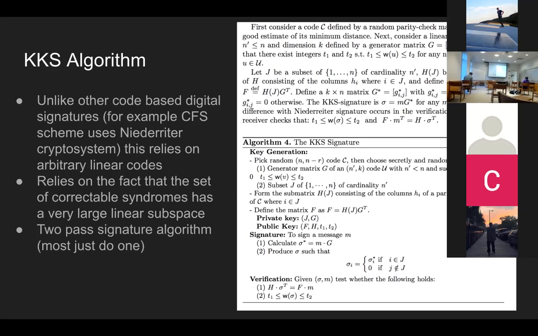This is the first one I implemented. It's one of the older ones. And I think I talked a little bit about this one last time too, but I'll just briefly go over it again. Unlike other code-based digital signature algorithms, this one relies on arbitrary linear codes. And it relies on the fact that the set of correctable syndromes has a very large linear subspace. And this is a 2-pass signature algorithm. Most actually just do 1.